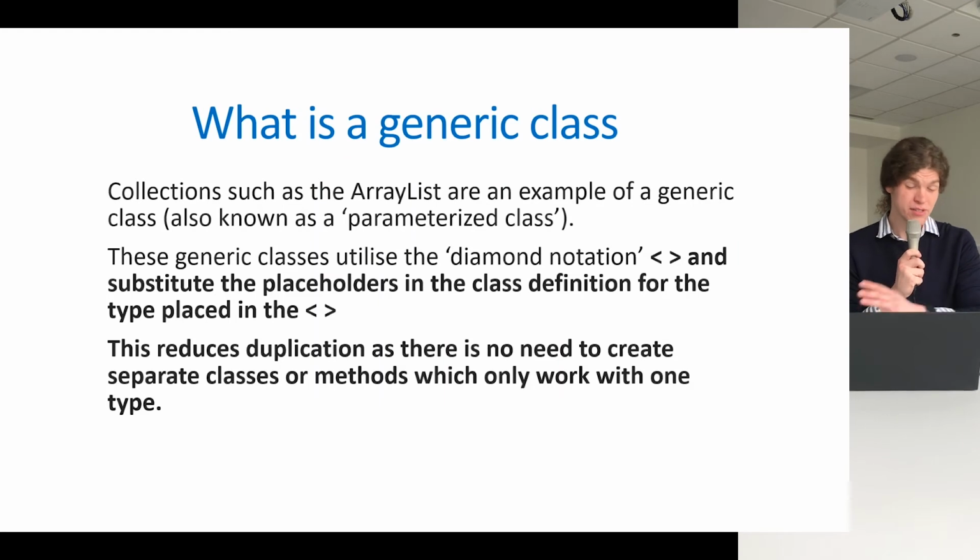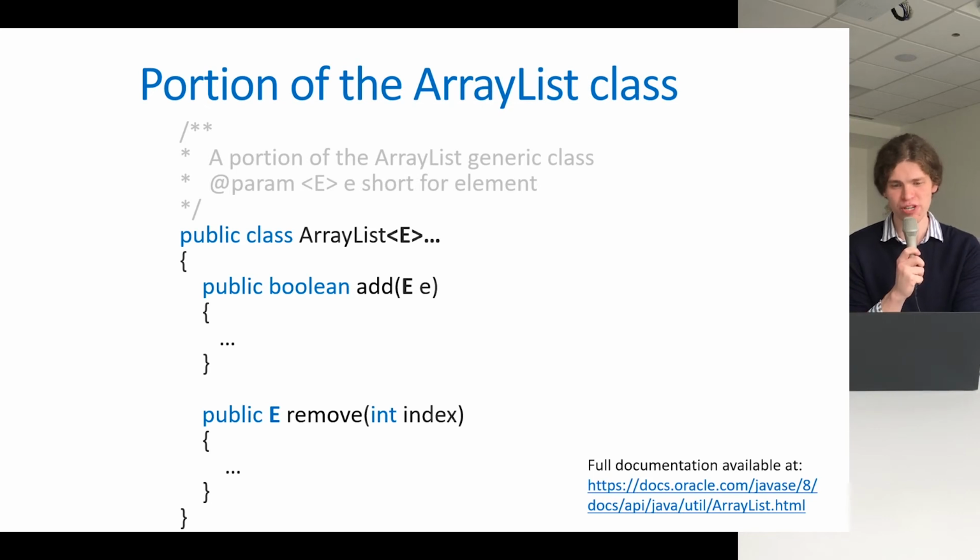You might hear them referred to as parameterized classes, and they have that diamond notation, the angled brackets, or chevrons as they're also known. And within that, we can put a type. And that type at the class definition is then substituted for different placeholders that sit within the class. Okay, if we have a look at just a portion of the ArrayList source code, this is taken from Oracle.